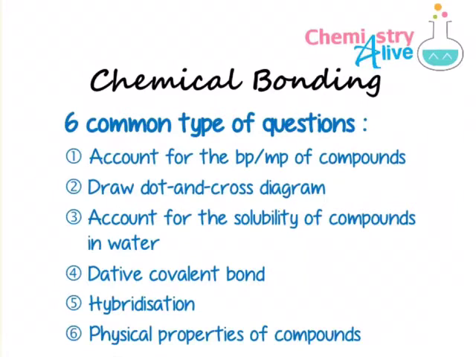Today we're going to explore more about chemical bonding here. There are usually 6 common types of questions that will be tested in exams. The first is account for the melting point and boiling point of compounds. 2. Draw a dot and cross diagram. 3. Account for the solubility of compounds in water. 4. Questions pertaining to dative covalent bond. 5th, hybridizations, and last but not least, explain physical properties of compounds.